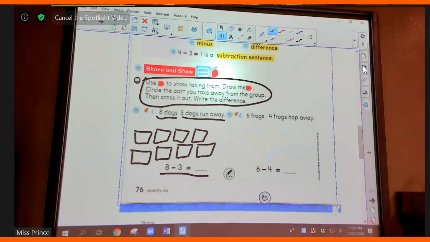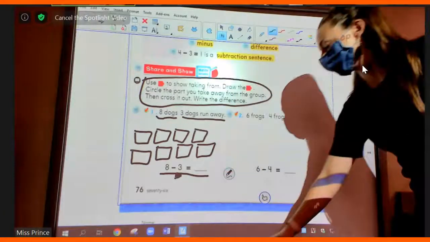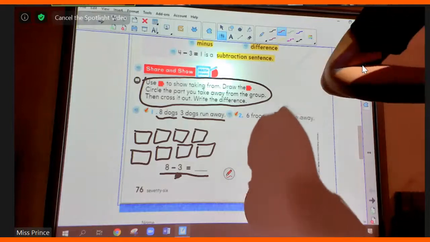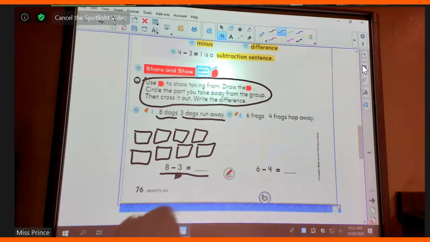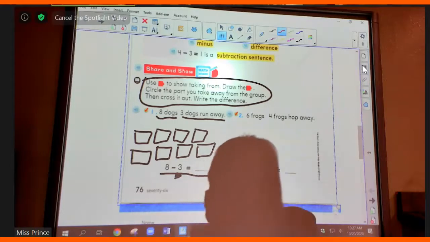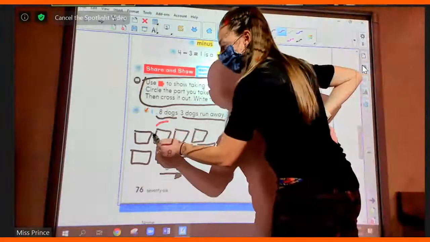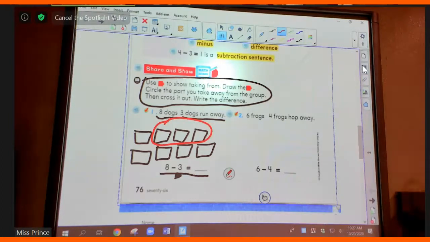Good job. Okay. We're taking away 3 because 3 dogs run away. So, Alakai, how many are we getting rid of? How many do we take away? Look right here. How many do we take away? Go ahead, Alakai. We have 8 dogs. 3 dogs run away. So how many ran away? 3. Xander, in your seat, please. Thank you. 3 ran away. So I want you guys to circle 3. I'm going to walk around and make sure you guys are following directions. You should be circling 3.